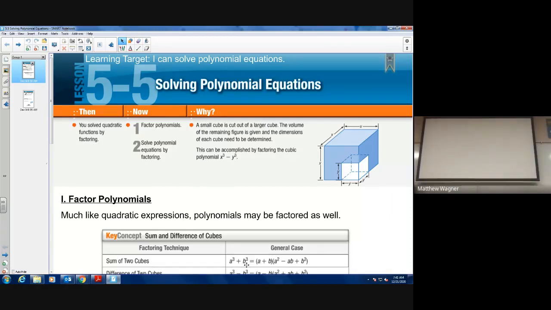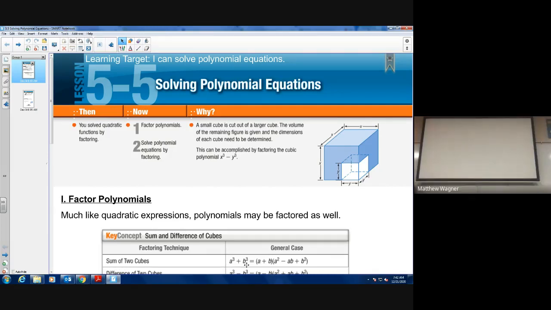All right, today we're looking at 5.5, solving polynomial equations. If you think back to the first half of the chapter before break, we explored polynomial functions. We added, subtracted, multiplied, and divided. Then we looked at what polynomials actually are. And then we started analyzing parts of the graph, okay?